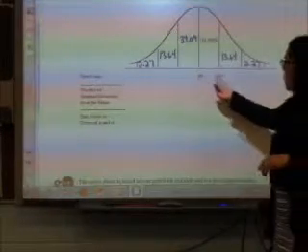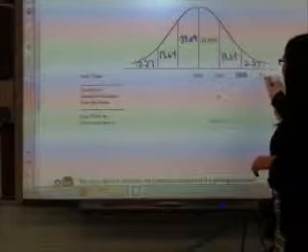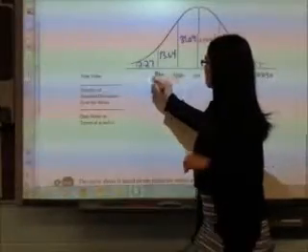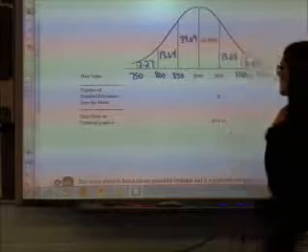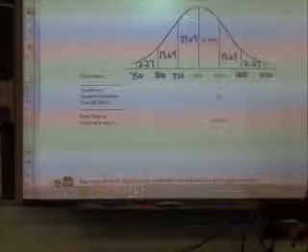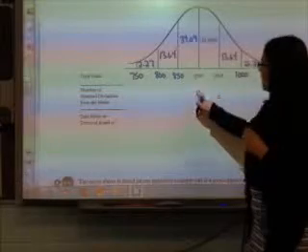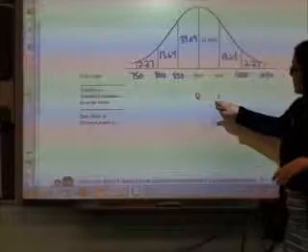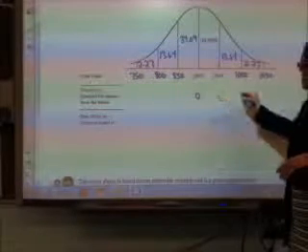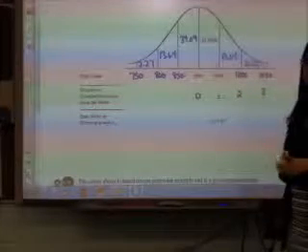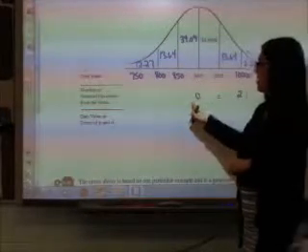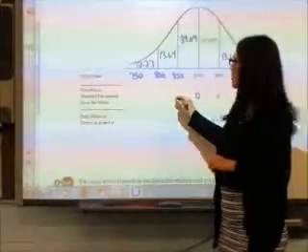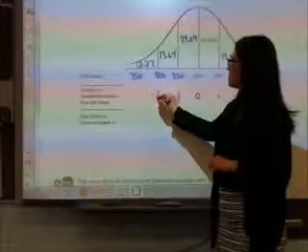My data values went up by 50s or down by 50s when I'm working to the left. In terms of the number of standard deviations, the mean is 0 standard deviations above and below. This one is 1 standard deviation above, 2 standard deviations above, and 3. This is 1 below. How do I show that? -1, -1, 2 below, and 3 below.